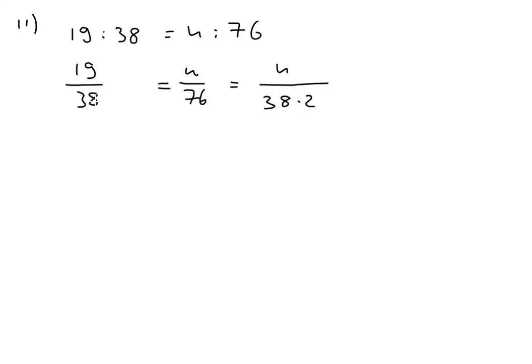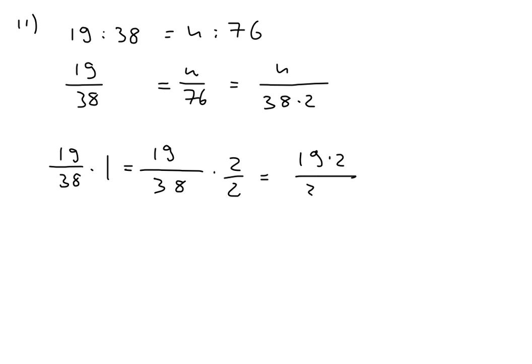So what we can do is multiply this whole thing with 1. This doesn't matter, but what we want to do is multiply it by 2 divided by 2. Why do we want this? Because we want to have 38 times 2, because this is the same as n divided by 38 times 2, because the denominator is the same. So for this equation to hold, n should be 19 times 2, which is, I think, 38. Okay?